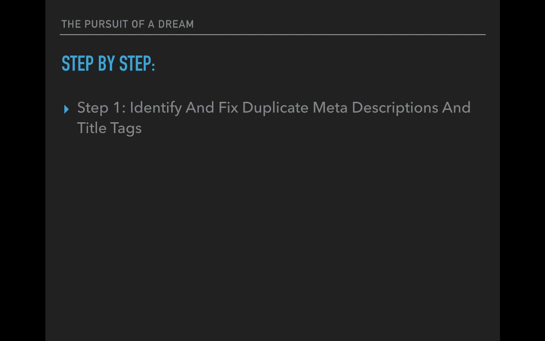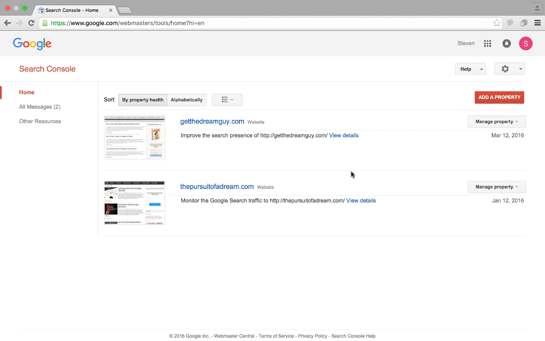So the first thing we're going to do is identify and fix duplicate meta descriptions and title tags. I may have mentioned before that Google really doesn't like duplication of any sort, so we're going to use Google Webmaster Tools to identify these problems and fix them. So I'm going to head over to the live screen and show you exactly how to do that. Okay, so here we are on the live screen.